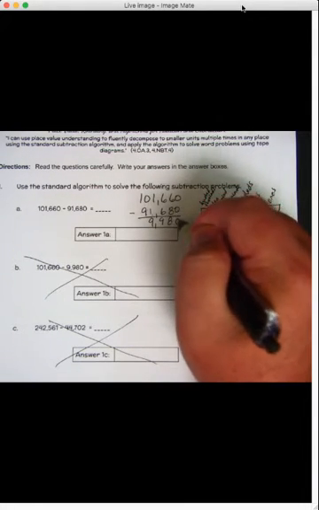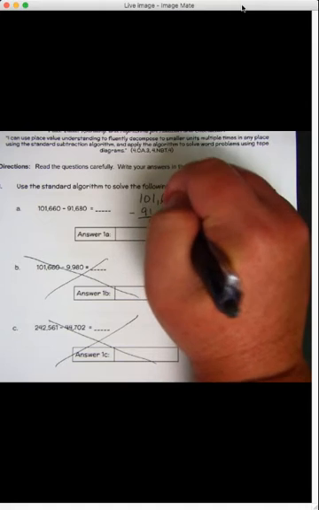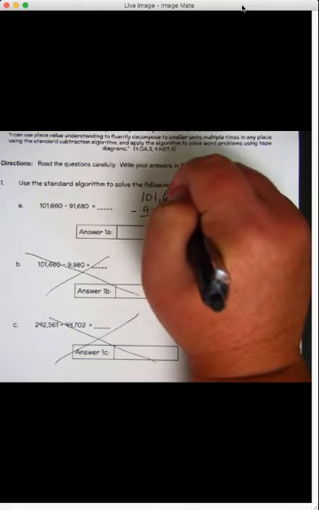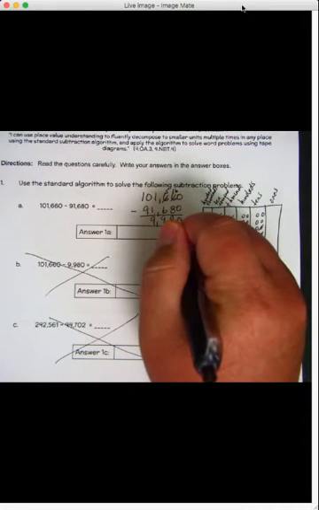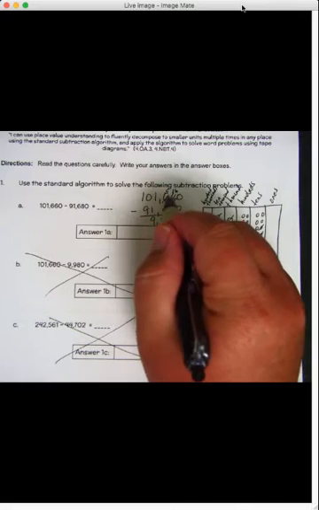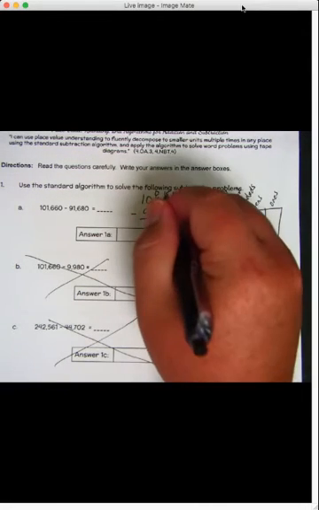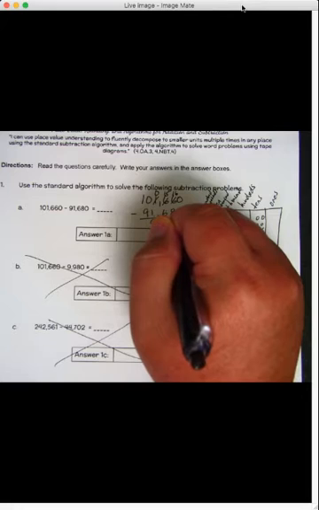0 minus 0 is 0. Can't take 8 away from 6, so I have to borrow from the hundreds. It makes it a 5. It gives me 10 more 10s. It makes it 16. 16 minus 8 is 8. I can't take 6 away from 5, so I've got to borrow 1 of the thousands. It makes it a 0 because we only had 1. It gives me 10 more hundreds. It makes that 15. 15 minus 6 is 9.